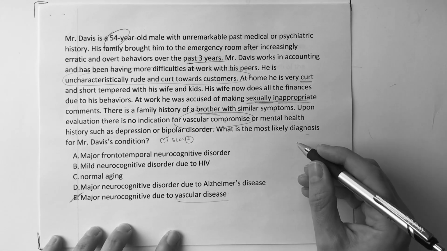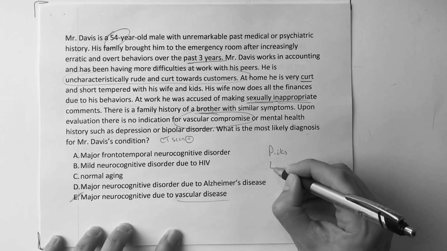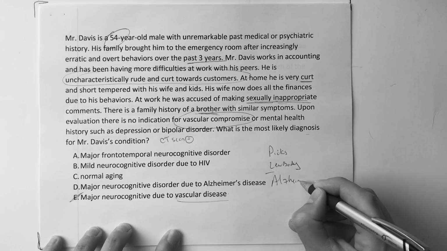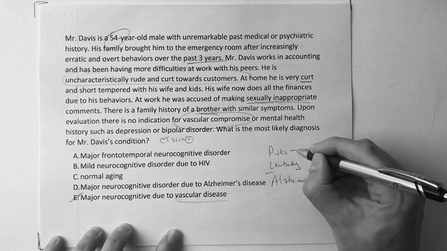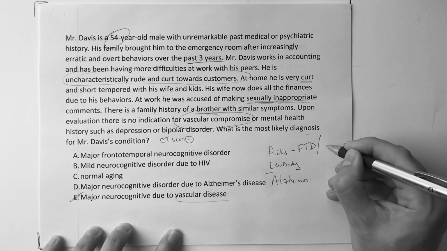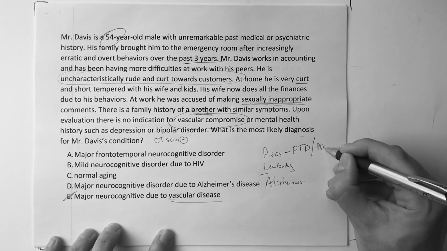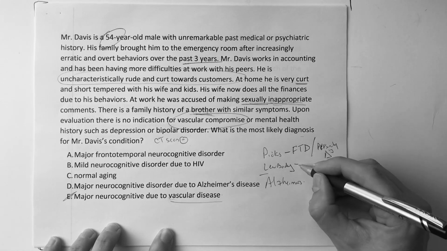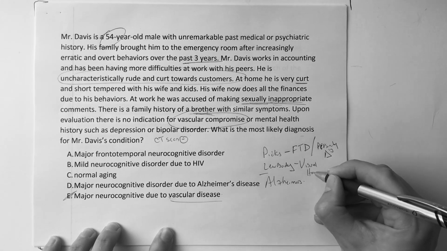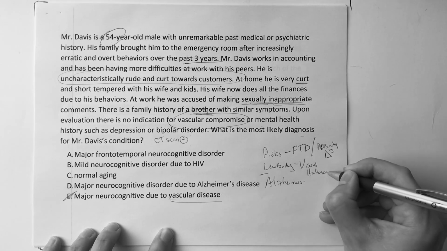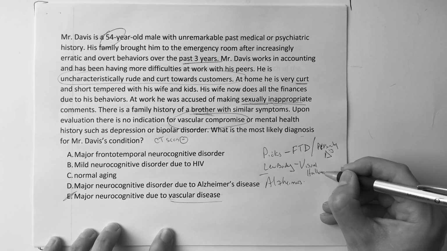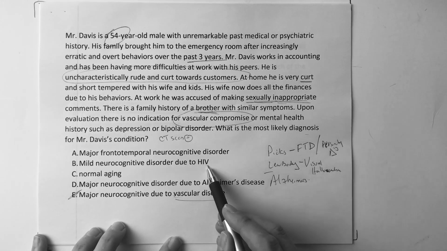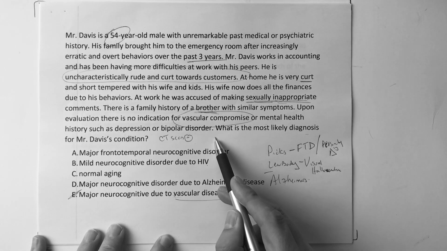Now, remember what we had talked about. You got PICS, you got Lewy body. These are our main players, and then you got Alzheimer's, right? PICS is going to be the frontotemporal dementia, and that's going to be the personality changes. Okay, personality changes. Lewy body better have some visual hallucinations going on, which this guy does not. And then there's not enough evidence to support that he's got HIV or anything like that. There's just nothing in here that leads us in that direction.